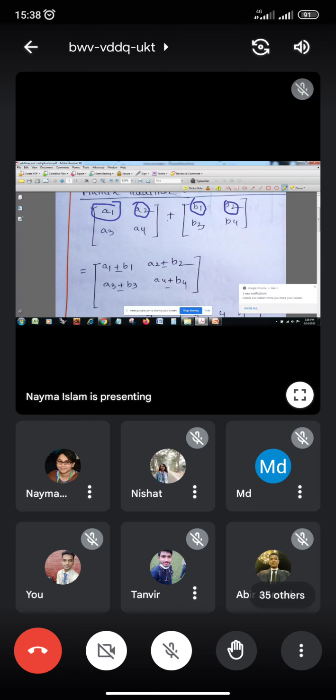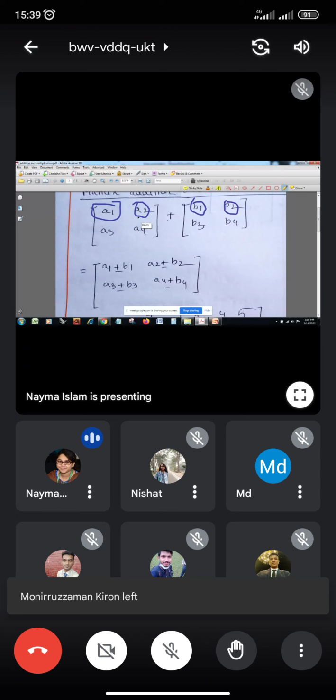This is the process, and here you can see this is a 2 by 2 matrix. Number of rows are 2, number of columns are 2. Here also this is a 2 by 2 matrix. So it is possible to add these two matrices because both matrix sizes are the same.